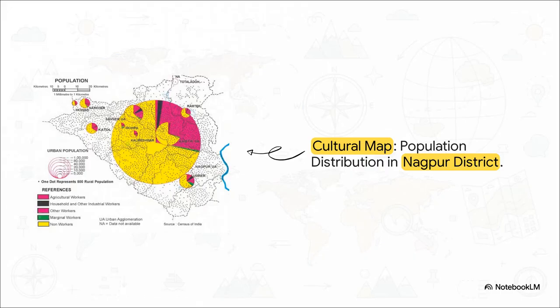Take a look at this. This is a cultural map, visualizing population density across the Nagpur district. Notice how it uses dots to show rural populations, and then these large, colorful pie charts to highlight urban centers, breaking down the agricultural versus industrial workforce. It is an absolutely indispensable tool for local planners who are trying to figure out where to build infrastructure.